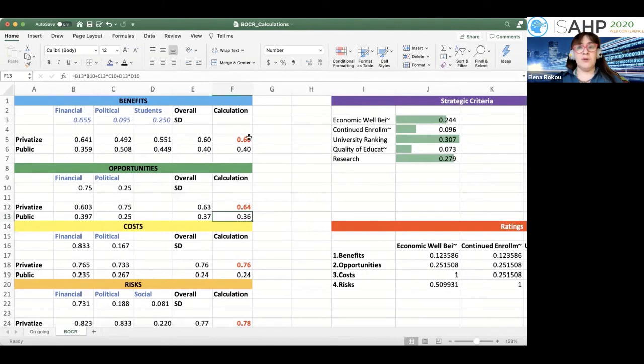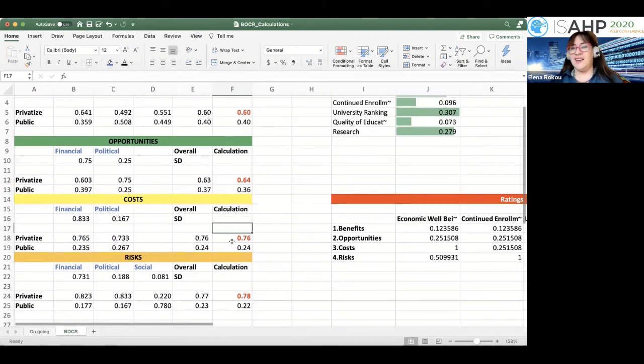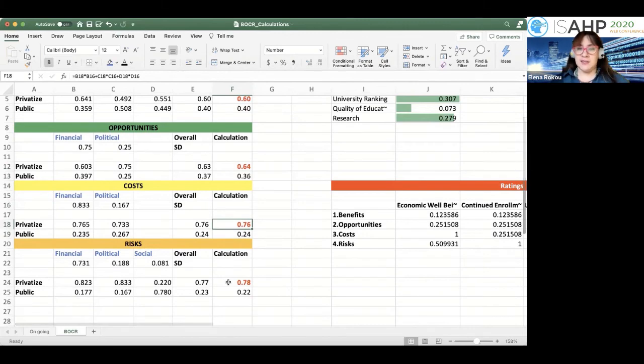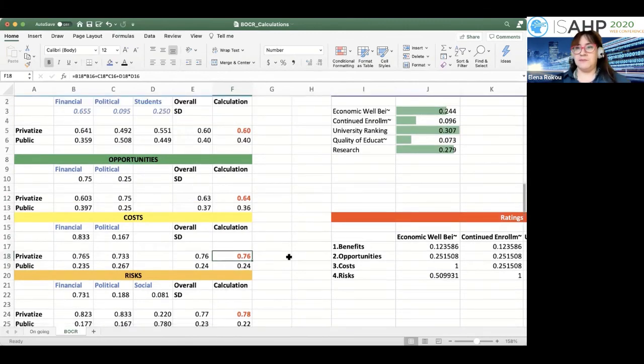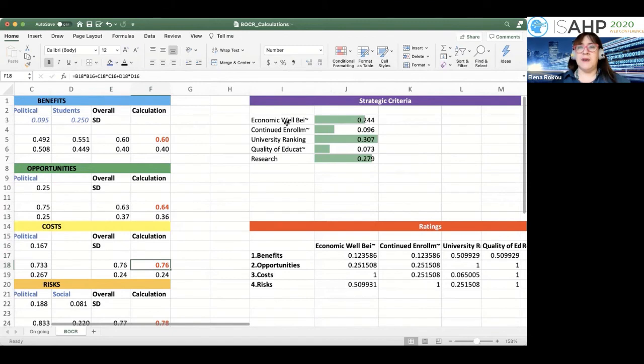That the most beneficial, that gives the most opportunities, very costly and very risky, is to privatize. On the other hand, by pairwise comparing the strategic criteria, let's go and see where we get the results for the strategic criteria.